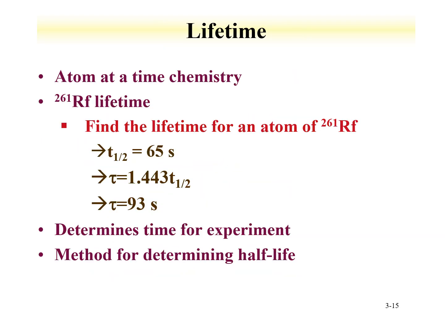So a final example of a calculation from the equations that we've covered in part 1 of this lecture is the lifetime. And let's look at an example of atom at a time chemistry, Rutherfordium-261. What's the lifetime of this atom? Half-life is around 65 seconds. So 65 times 1.44 is 93 seconds. And this we use to determine the time for an experiment.